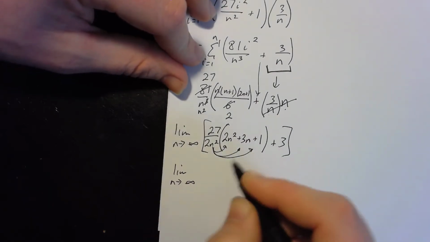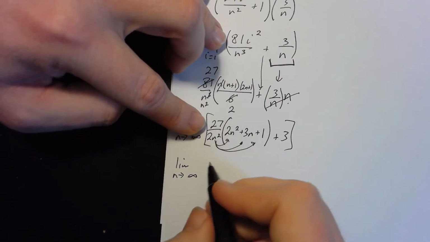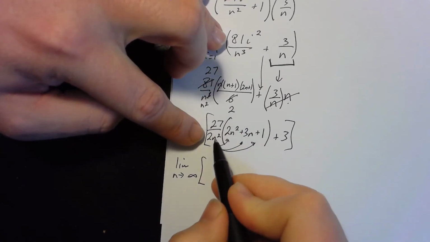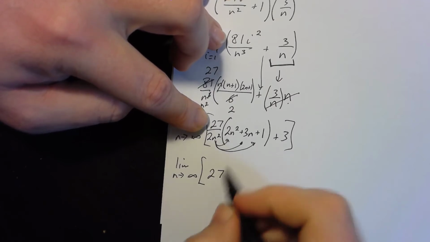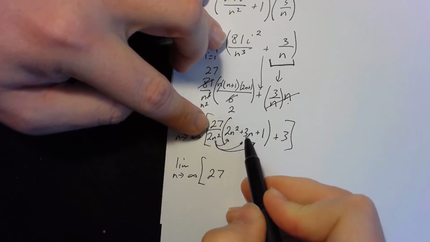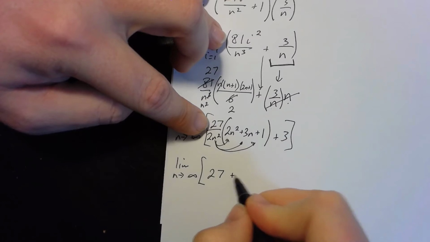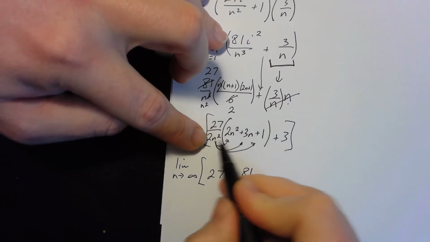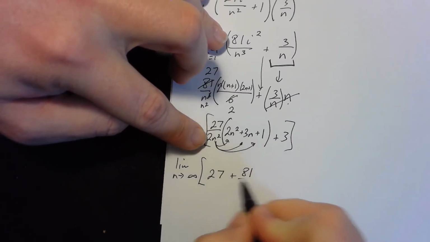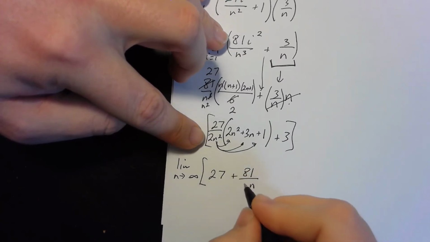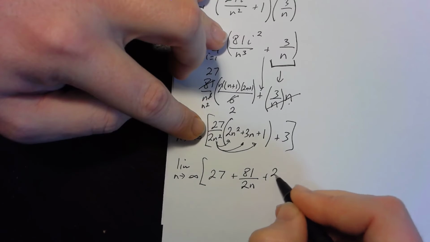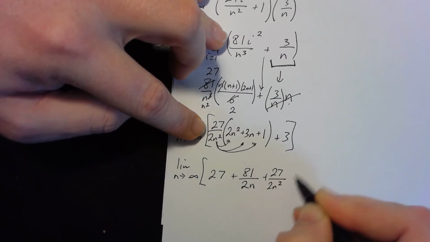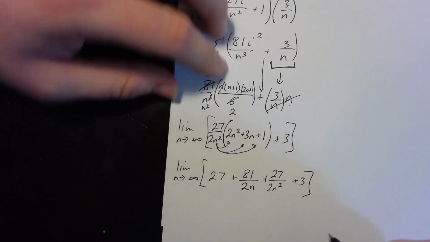The limit as n goes to infinity of, when I simplify as much of this information as possible, the 2n squared cancels out with the 2n squared, leaving me with 27. The 27 will distribute to the 3, making it 81. The n squared with the n will cancel out and leave me with 1n in the denominator, and the 2 will remain. When I distribute to the last piece, I get plus 27 over 2n squared, and then finally plus a 3 tacked on to the end.